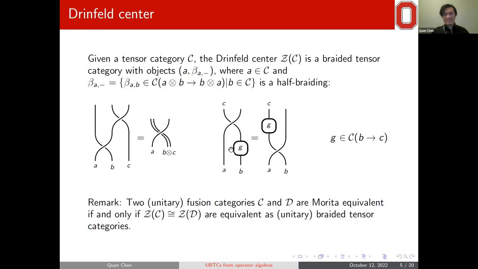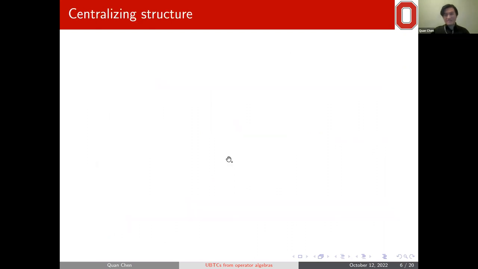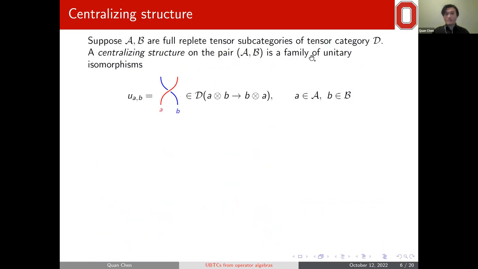Anyway, we provide another construction of braided tensor category. We call it the centralizing structure.